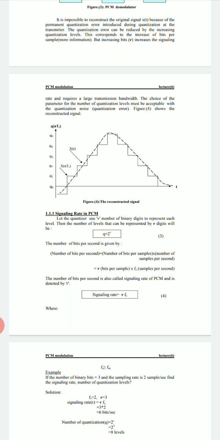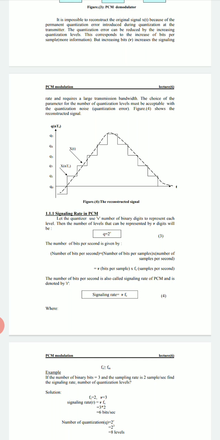So here, Q is nothing but the quantization level. We get the quantization level equal to 2 raised to V, where V is the number of binary bits. The number of bits per second is given by the number of bits per sample into the number of samples per second.